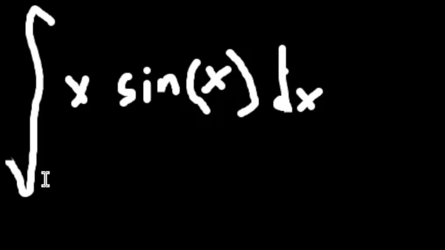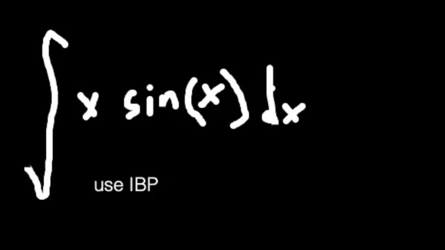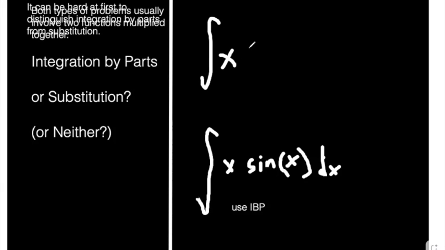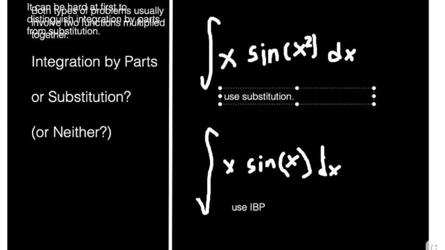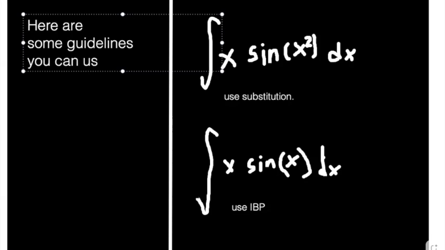As we saw in another video, this is a perfect place to use integration by parts. However, if we look at the indefinite integral of x times sine of x squared, dx, here we would use substitution. These two situations look similar but use different techniques. So what's the difference? While there are no perfect rules, here are some guidelines to use.